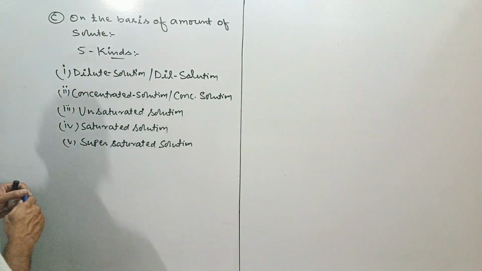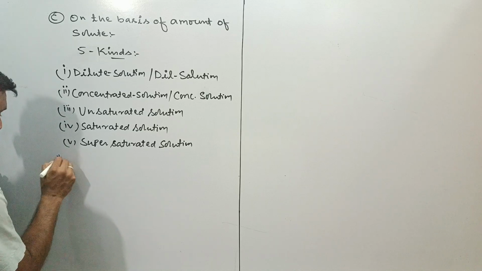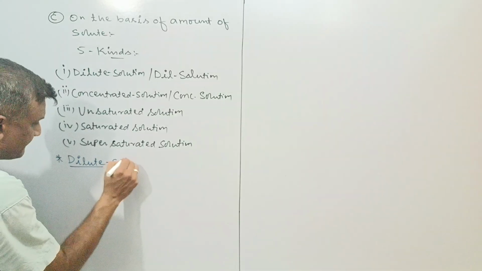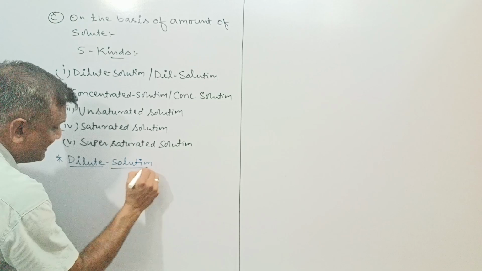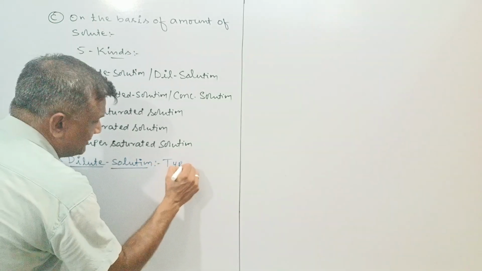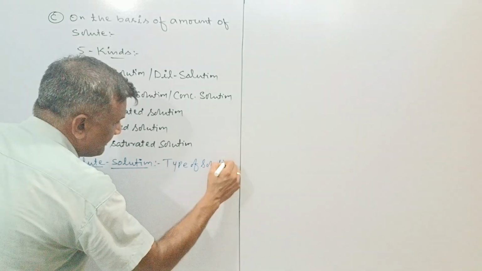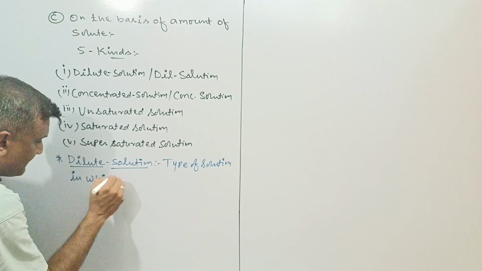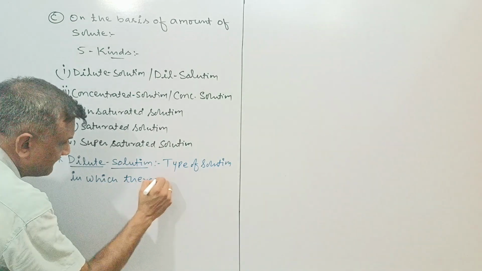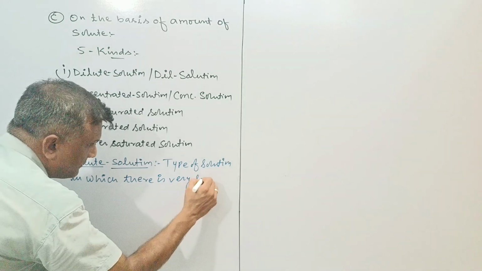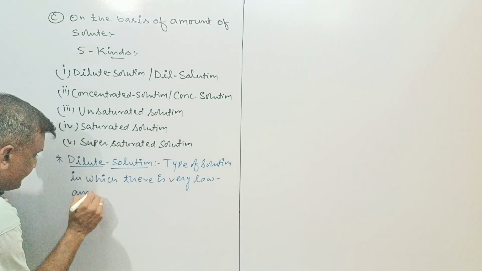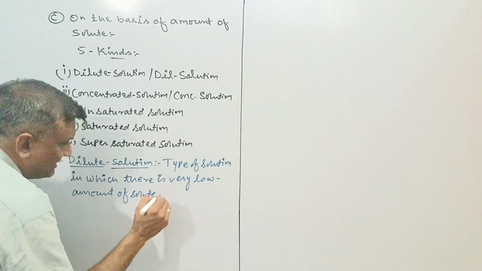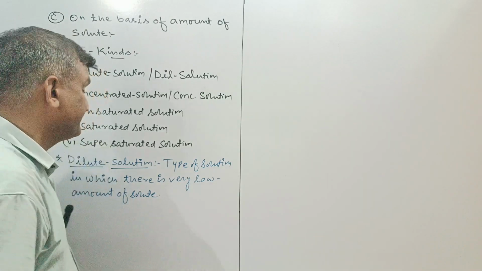First of all, I would like to go with the dilute solution. We can say that a type of solution in which there is very low amount of solute is called a dilute solution.